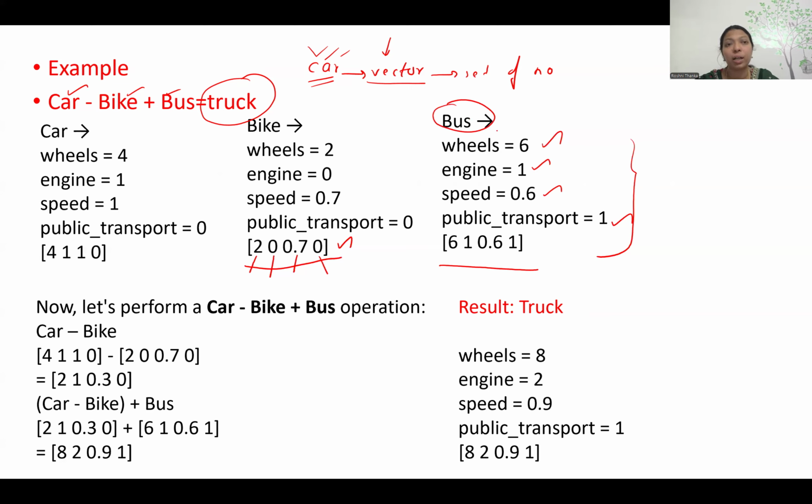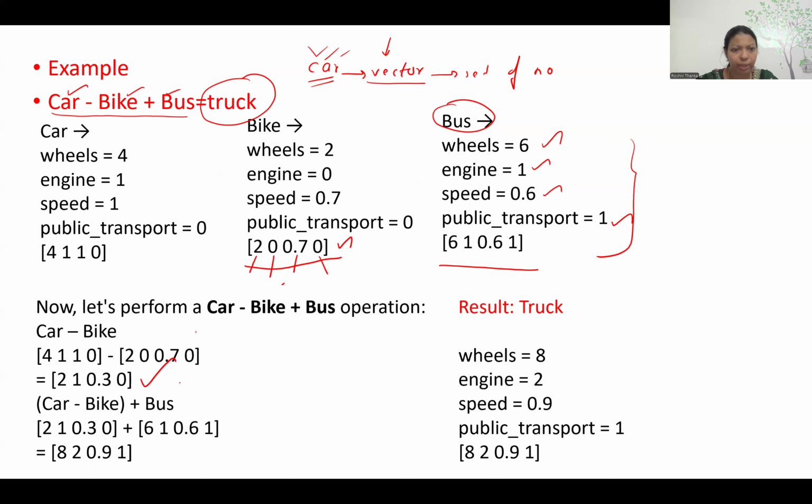Right? Now we have the numerical form of these words, so we can do some mathematical operations. What is the thing we have said? Car minus bike plus bus. So let's say car minus bike. When you do the operation, this is the vector for car and this is the vector for bike. When I do the minus, 4 minus 2 is 2. 1 minus 0 is 1. 1 minus 0.7 is 0.3 and 0 minus 0 is 0. So when I say car minus bike, I get the vector value as this.